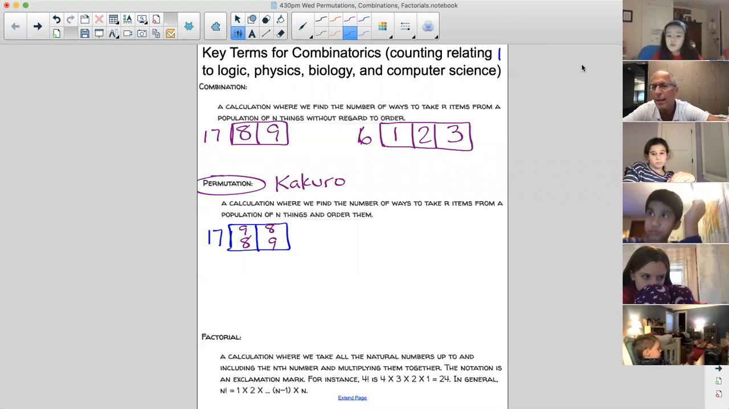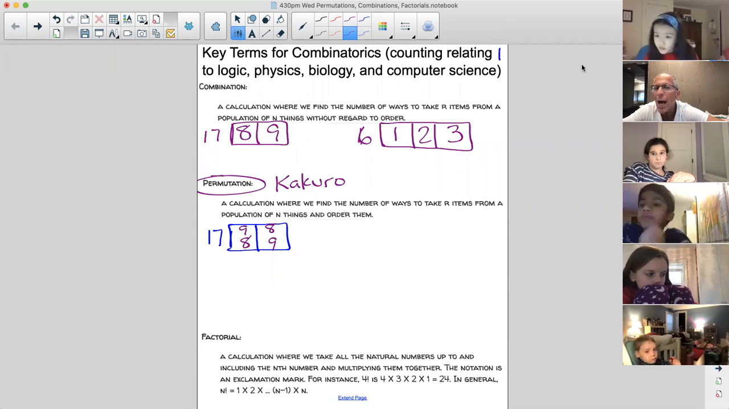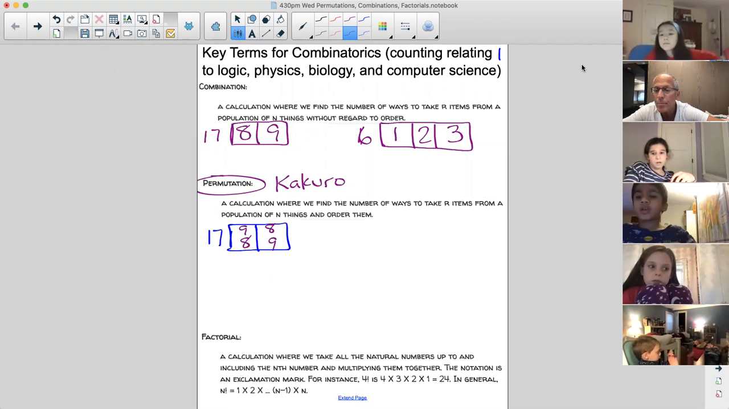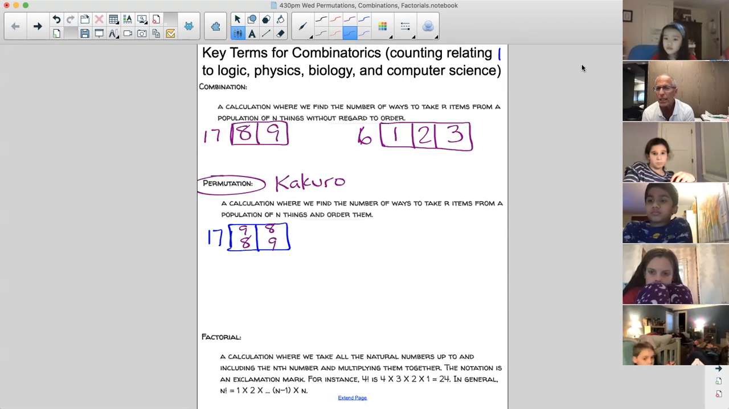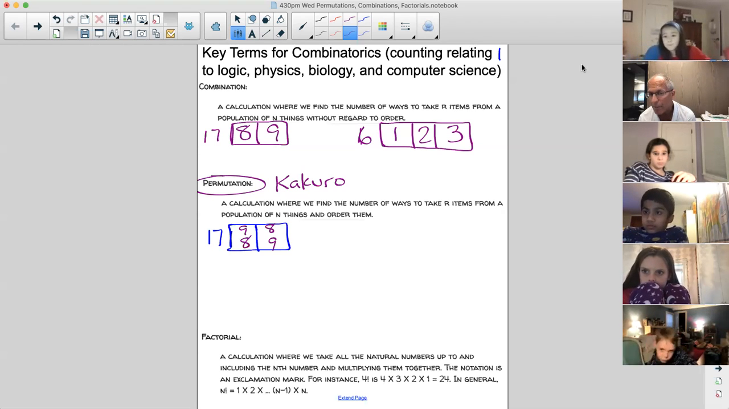So what we're doing right now, everybody, is we're looking at an area of mathematics called combinatorics. Can you guys say combinatorics? Combinatorics. Now, combinatorics means the study of counting. It's used in logic. It's used in the physical world we call physics. It's used in the biological world, biology, and it's used in computer science. So combinatorics is a really important area of mathematics.